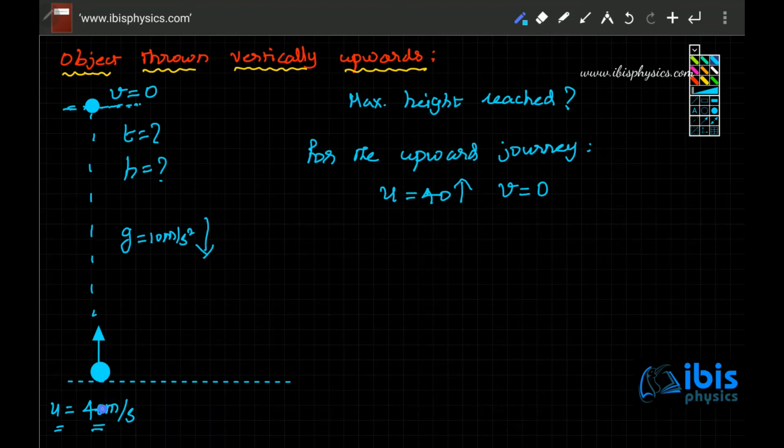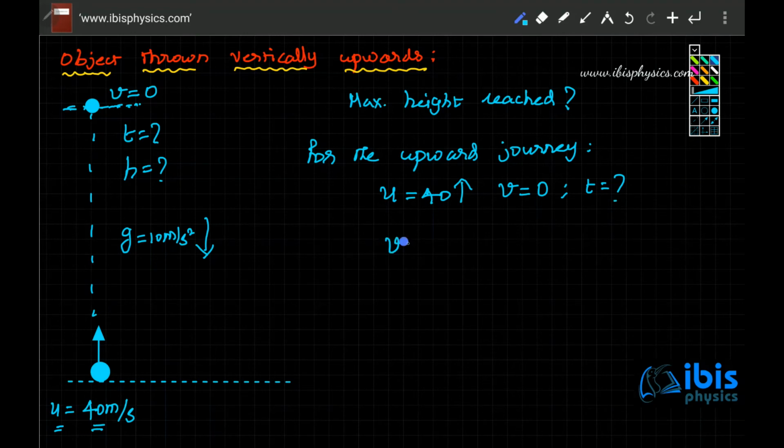So this 40 meter per second is upwards, and gravity slowly brings the velocity down, because gravity pulls the object downwards throughout the motion. The velocity is lost, and at the highest point it becomes 0. Then it starts returning down because of the downward pull of gravity. So you don't know the time taken to reach the highest point.